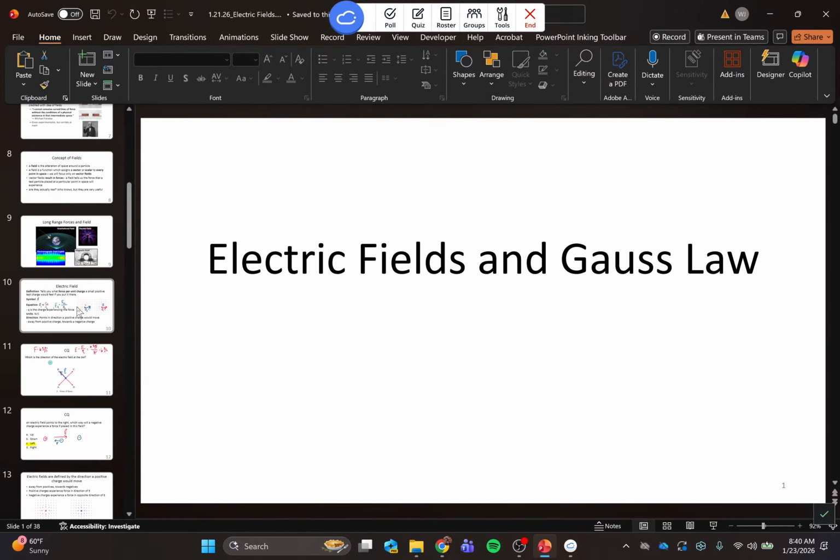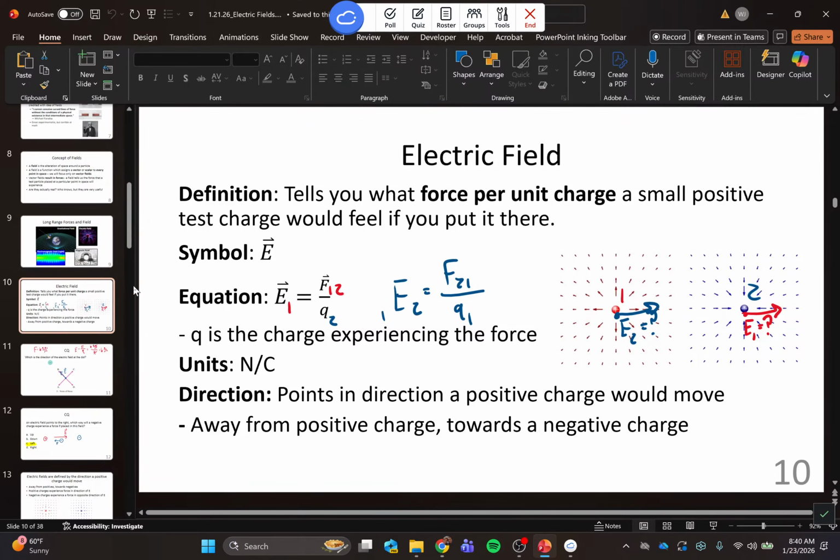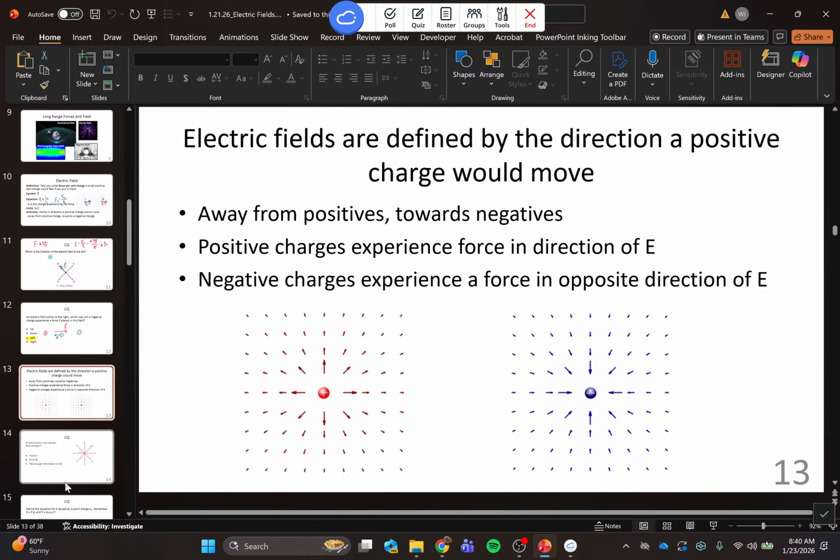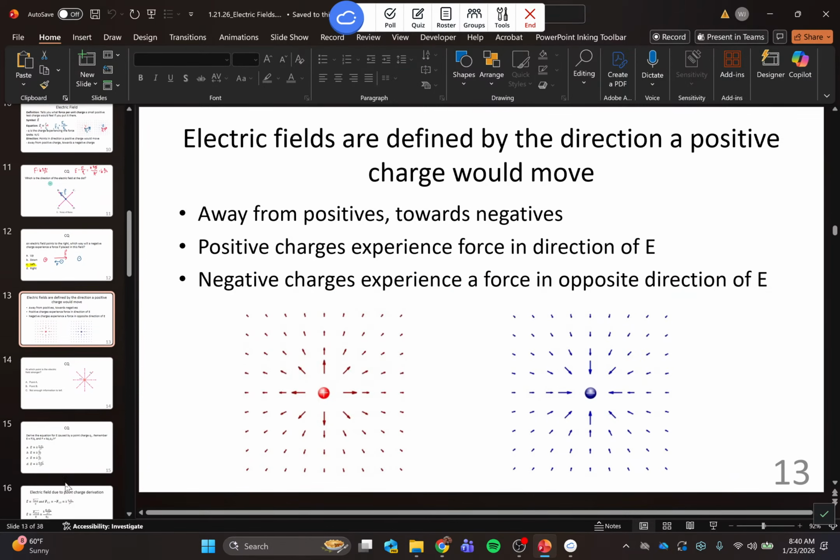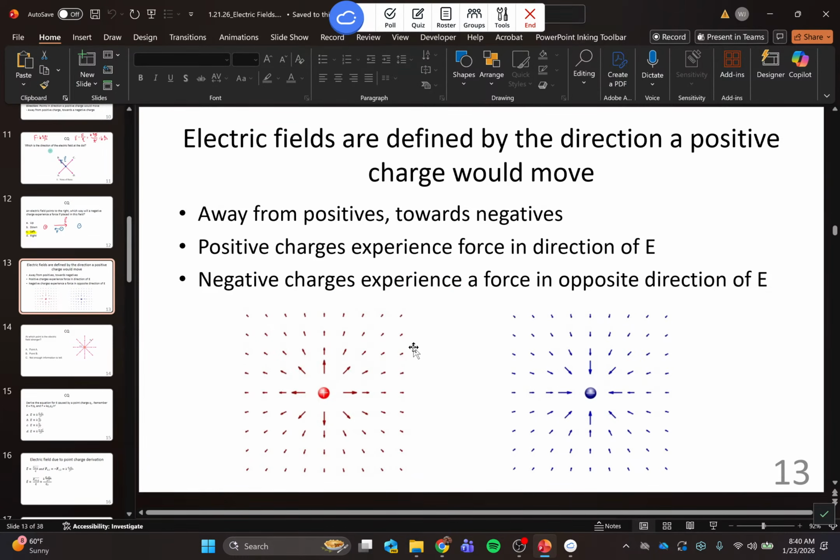These fields, they were defined in the direction a positive charge would move. So that was the definition of the direction of the field. So they point away from positive charges and they point towards negative charges because that's the direction a positive charge would move. As you get farther away, they get weaker. I already mentioned that. And then we did some things with that.